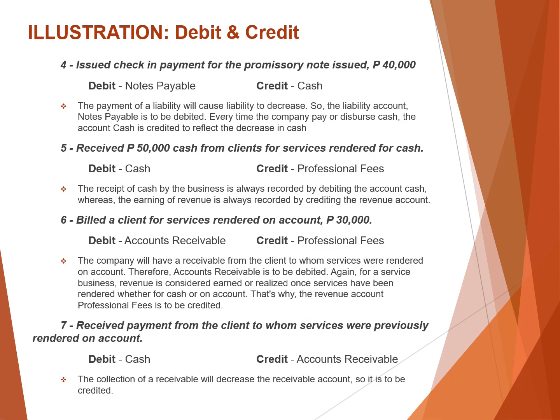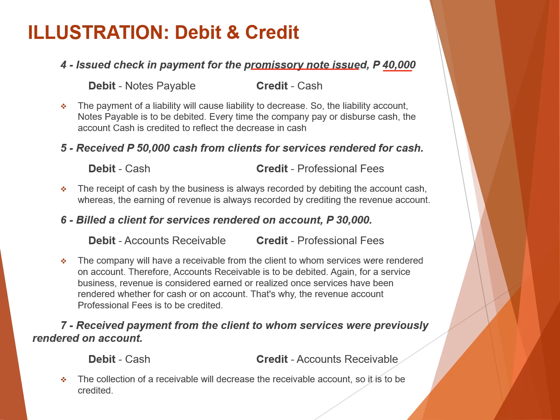Next illustration. Here, the owner issued a check in payment of the promissory note. Remember earlier? He bought equipment and issued a promissory note worth 40,000. So, what are the accounts affected? They are the notes payable and cash.